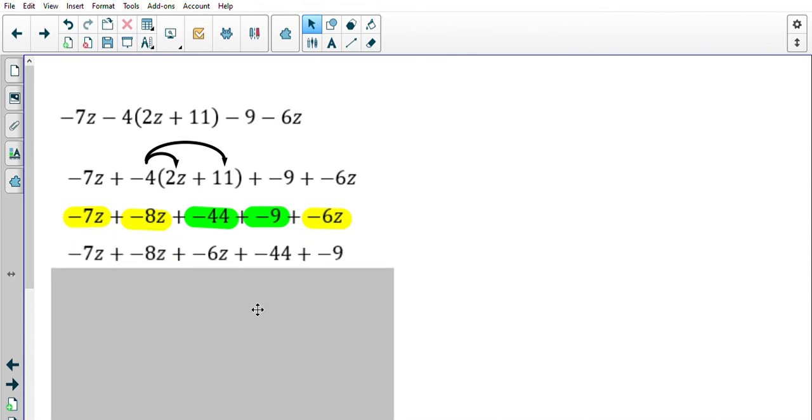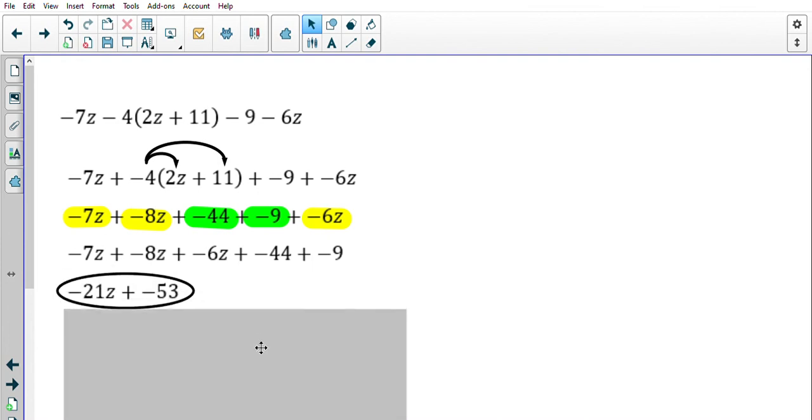All right, put them side by side. Negative 7z plus negative 8z plus negative 6z is negative 21z. And then negative 44 plus negative 9 is negative 53. Keep in mind you can also write this solution as negative 21z minus 53 if you'd like.